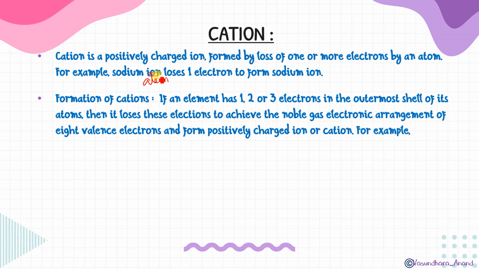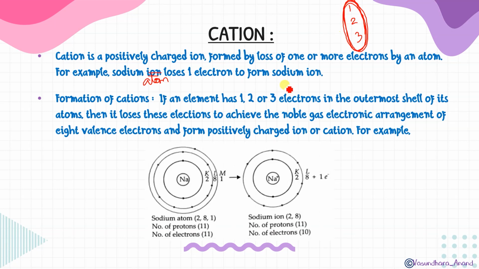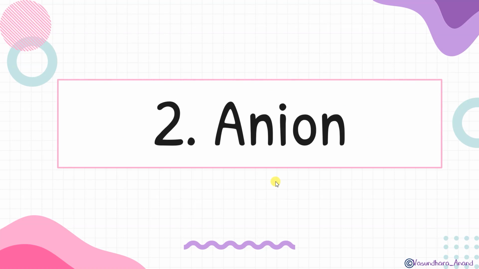Now, what is the easy way to identify whether it will form a cation or an anion? Just remember, write the electronic configuration, and if the last shell has 1, 2 or 3 electrons, then this atom will lose the electron, otherwise it will gain the electron. Got it? So if the last shell has 1, 2, 3, it will lose the electron and convert into a cation. For example, 2, 8, 1 will lose the 1 electron and convert into the 2-8 configuration, Na+.